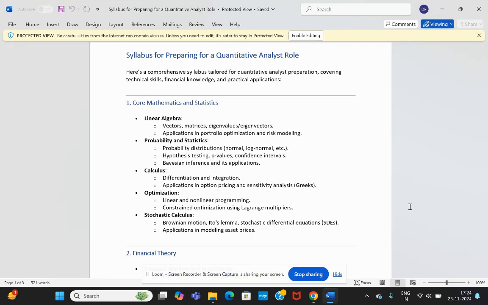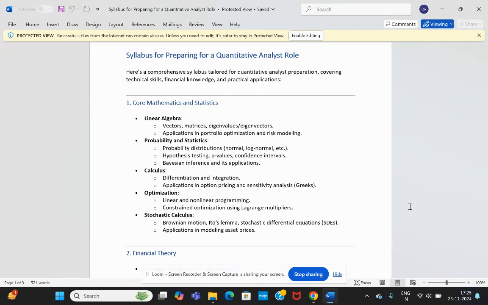First we will start by learning the core mathematics and statistics. In this I will teach you linear algebra, then probability and statistics, then calculus, then optimization, and then stochastic calculus. First, in linear algebra, I will teach you vectors, matrices, eigenvalues, and eigenvectors.